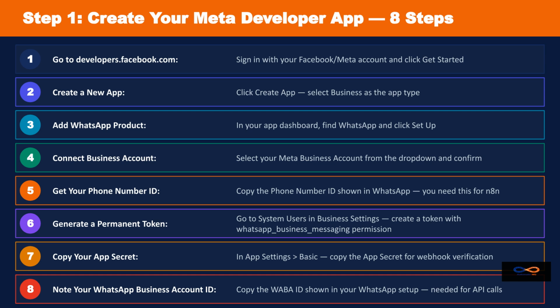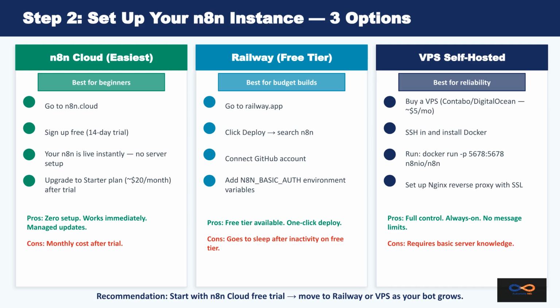With Meta set up, we now need our n8n instance ready to receive messages. 3 options for hosting your n8n instance. n8n Cloud is the easiest. Sign up, get a working n8n in 60 seconds, no technical setup. Railway gives you a free tier with one-click deployment from their template library, and a VPS like Contabo or DigitalOcean gives you full control, always-on reliability, and no message limits for about $5 per month.